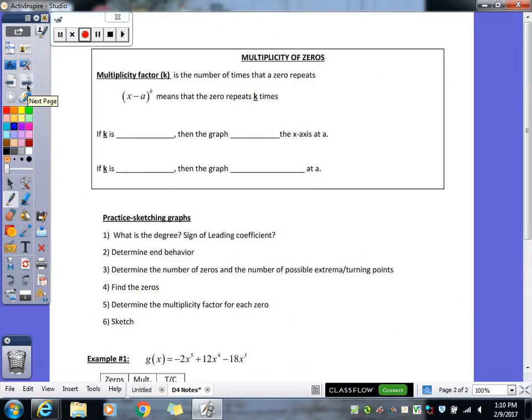So let's take a look at the back. The multiplicity factor, which they use the letter K to represent, means how many times that 0 is repeated. So if it's a 2, that means it's repeated twice. If it's a 6, that means it's repeated 6 times. So if K is odd, then the graph crosses the x-axis at whatever that root is. If K is even, the graph touches at whatever that number is.